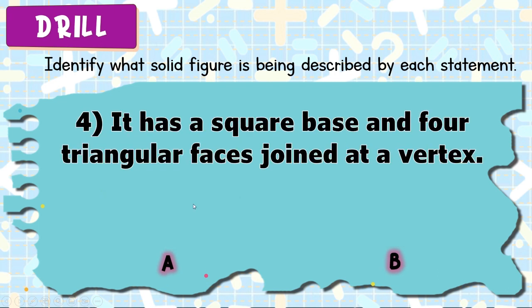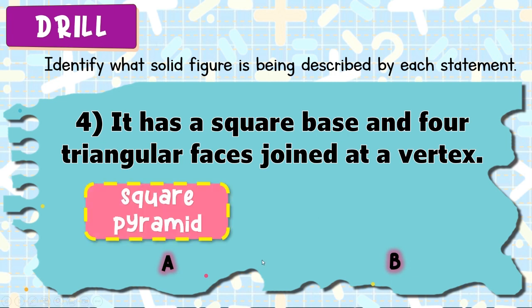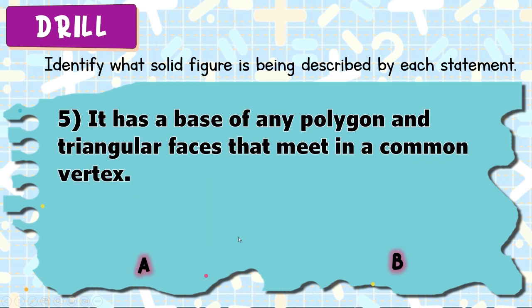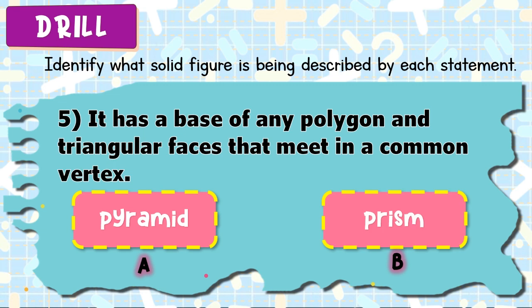Next, question number 4. It has a square base and 4 triangular faces joined at the vertex. Is it letter A, square pyramid, or B, square prism? The correct answer is letter A. Correct. It is a square pyramid. Question number 5. It has a base of any polygon and triangular faces that meet at a common vertex. Letter A, pyramid, or B, prism. The correct answer is letter A, pyramid.